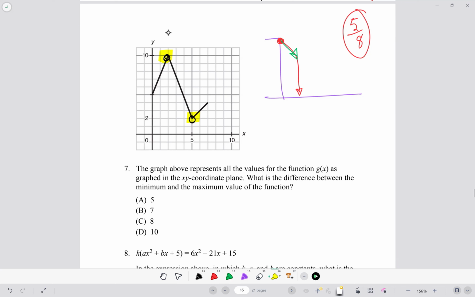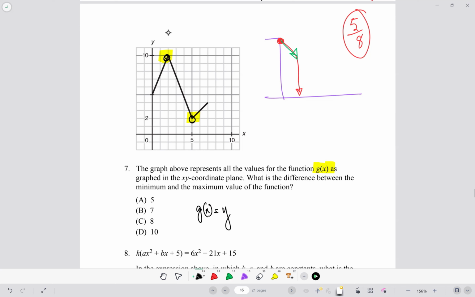The function is g of x, okay? I think you would subtract the y. Okay, then why should you subtract y? Because g of x is also known as the y value. Exactly. So g of x is nothing but the y value.